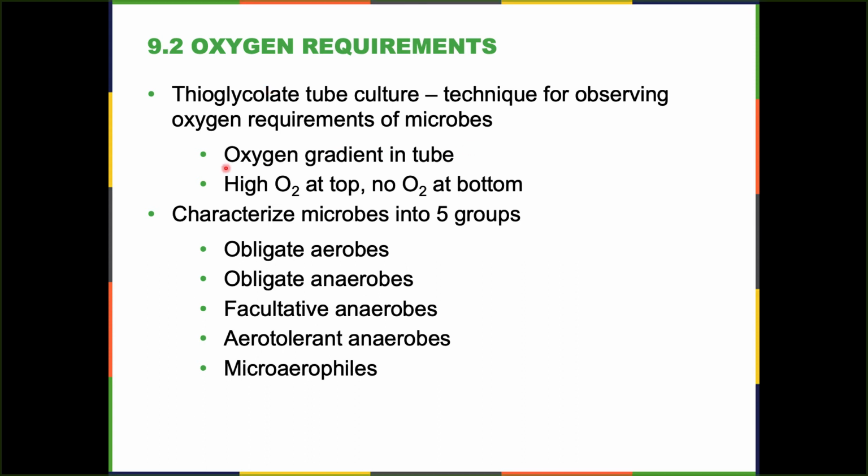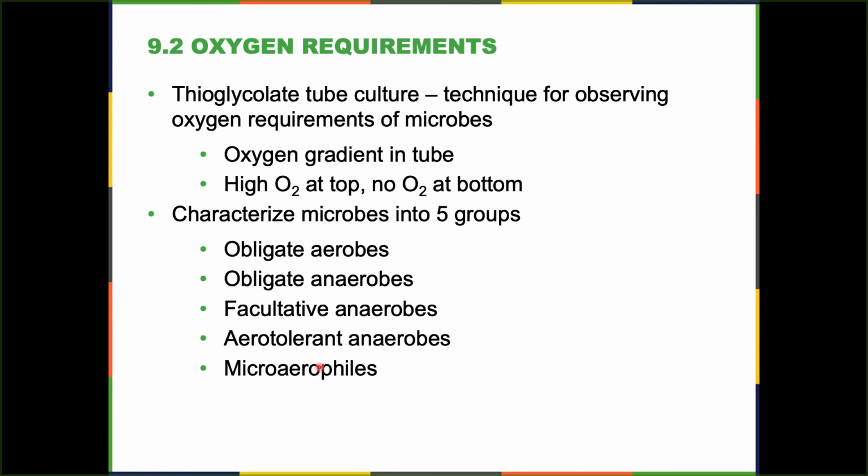So let's define these 5 groups, right? The word obligate means that you must, right? So obligate aerobes must grow with oxygen. Obligate anaerobes must grow anaerobically. Facultative anaerobes, now you can almost think of this like facilitative. It's not the same thing, right? But facultative means you can do both. Aerotolerant anaerobes grow anaerobically, but they can tolerate oxygen. And then microaerophiles, they like small amounts of oxygen.